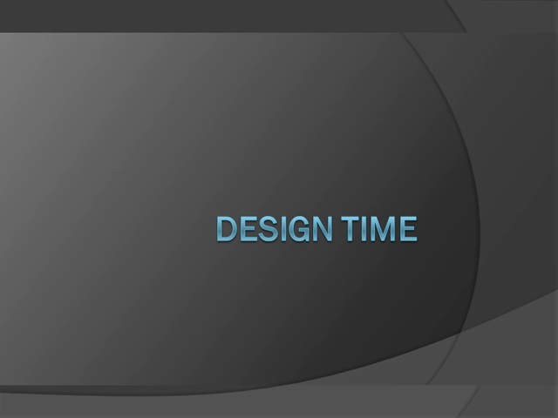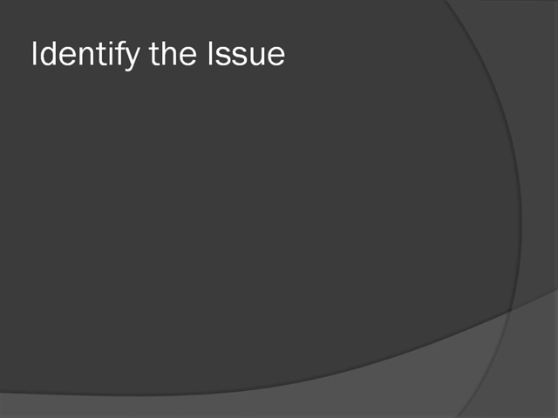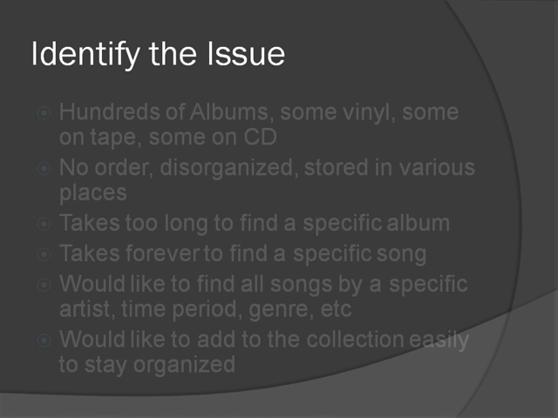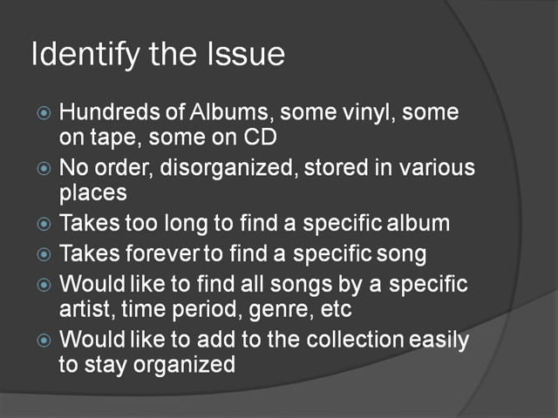Using our real life scenario, we need to identify the issue of having a disorganized music collection. So what we have is hundreds of albums. Some of them are on vinyl, we've got a bunch on tape, a whole bunch on CD, and there's no order to them. They're disorganized, stored in various places on racks, in boxes, and what we need to be able to do is find a specific album quickly. Right now it's just taking too long searching through all these things. It takes forever for us to find a specific song that might be on one of those albums.